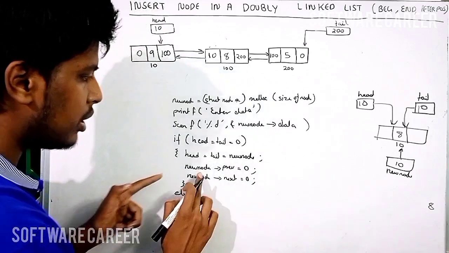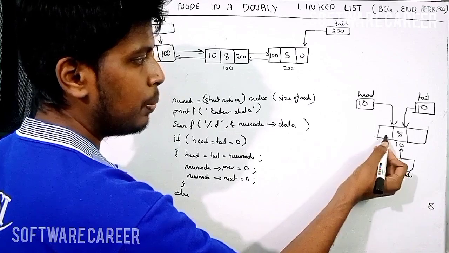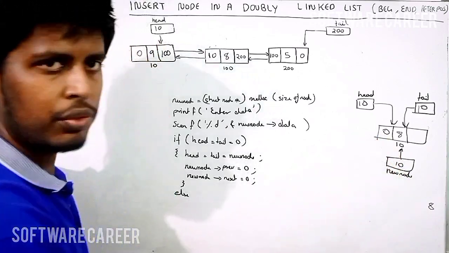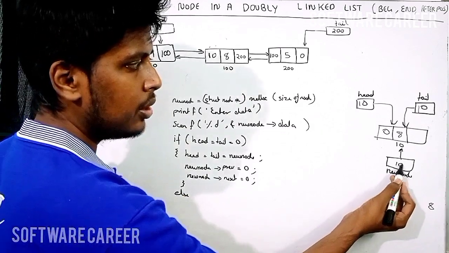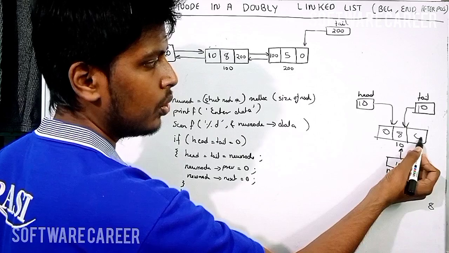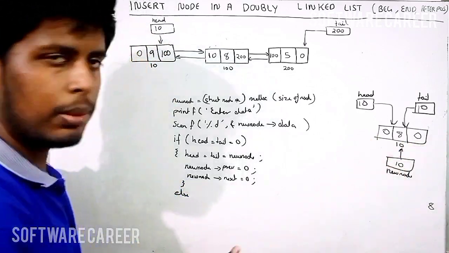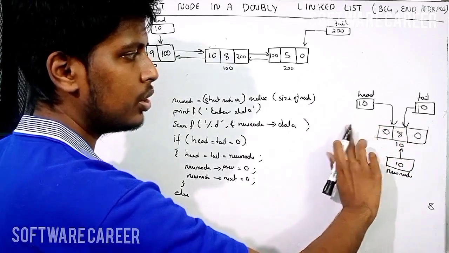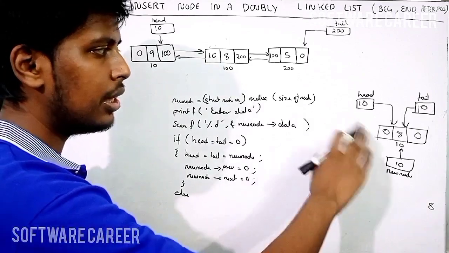Now next step is new node previous equals to 0. That means new node is 10, 10 previous, this previous pointer. Here it's 0 because no node is present before this. Then new node next equals to 0. Now new node is 10, 10's next is 0. So no node is present after this. Now you have created a doubly linked list with one node, and there is no node present in left and right. This is how you should create when the linked list is empty.